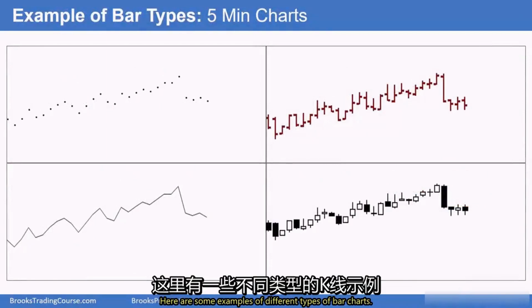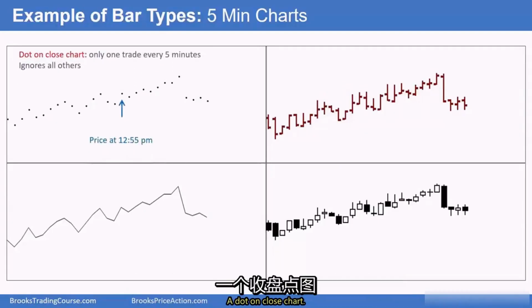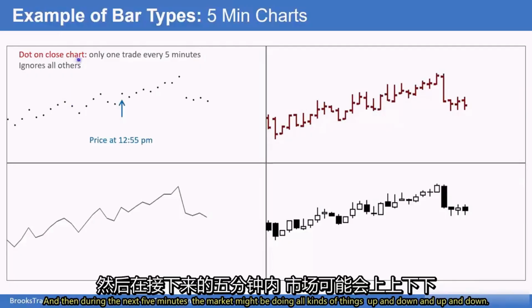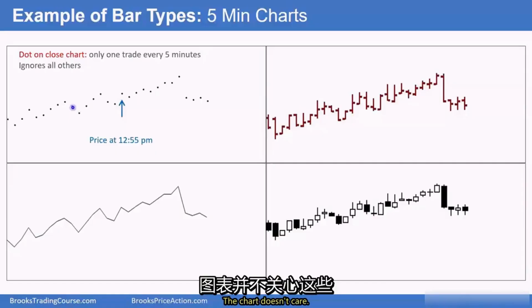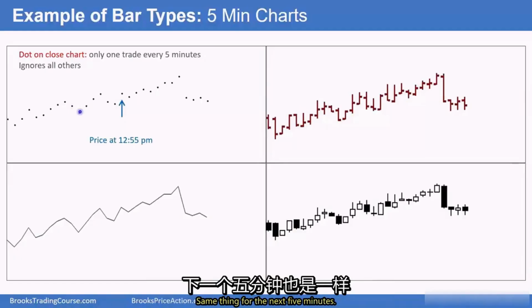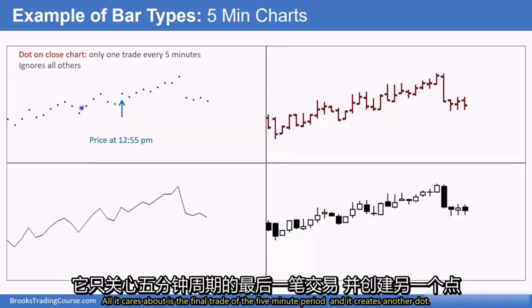Here are some examples of different types of bar charts. They're not really bar charts, but I call them bar charts. A dot on close chart. If this was a 5-minute chart, this is the close of this 5-minute period. And then during the next 5 minutes, the market might be doing all kinds of things, up and down and up and down. The chart doesn't care. It only plots the final trade of that 5 minutes. Same thing for the next 5 minutes. It does not care if the market went up and down 10 times. All it cares about is the final trade of the 5-minute period, and it creates another dot.